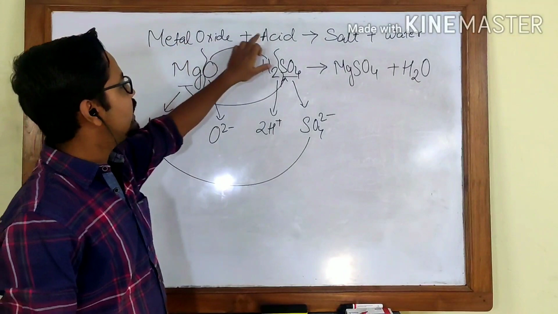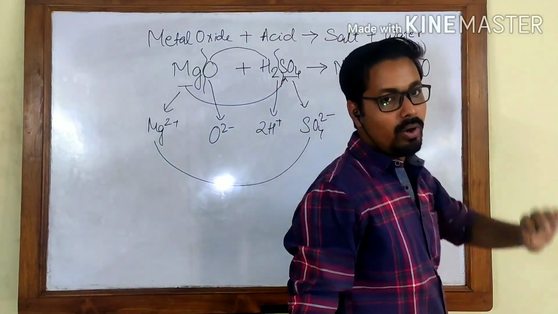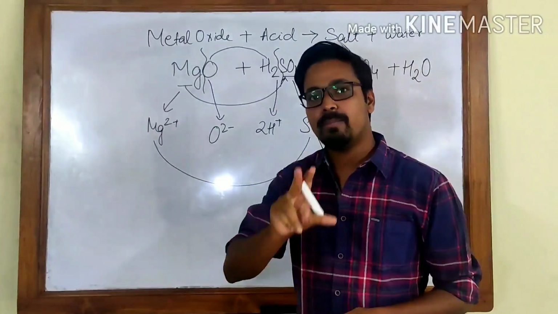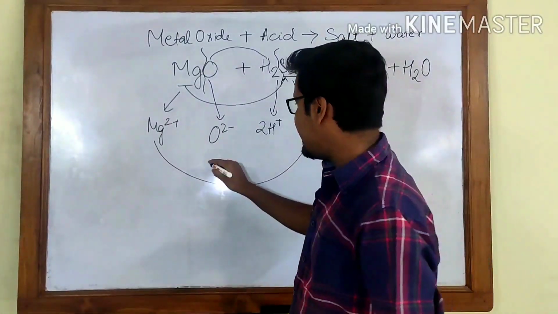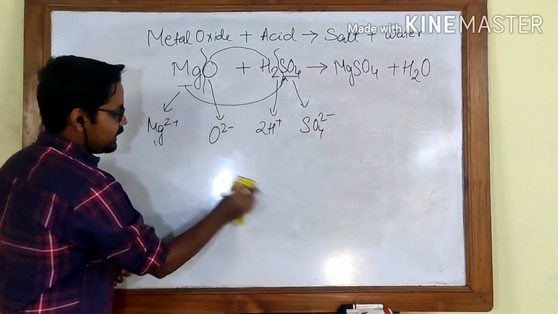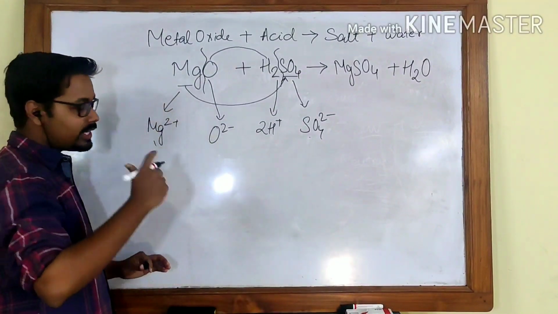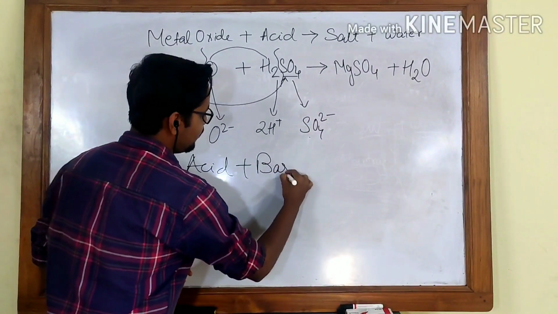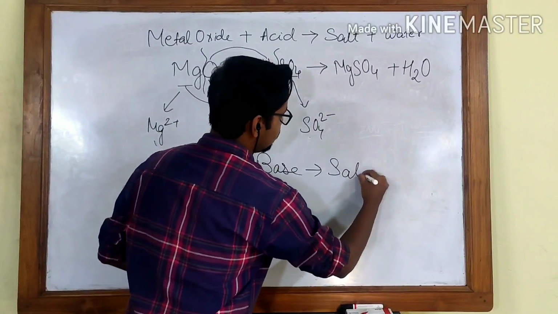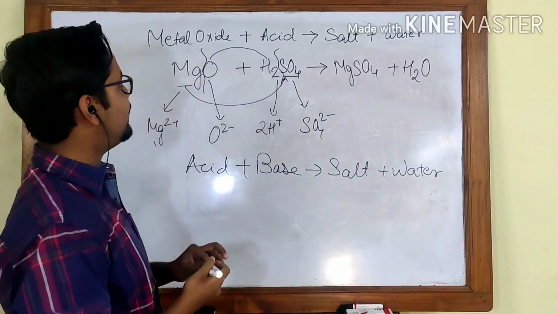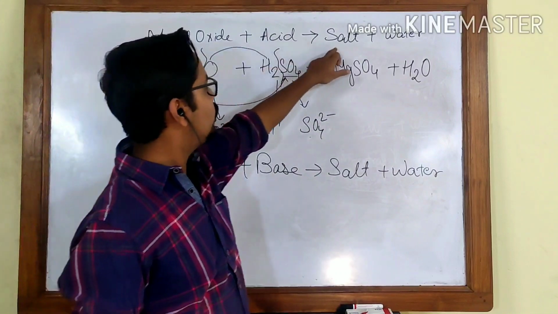Here metallic oxide will react with acid to give salt plus water. Now I want you to look into this carefully. If you remember the reaction between acids and bases, we had acid, okay, let me erase this part. If we look into that reaction, we had acid reacting with base, giving us salt and water. It is almost the same case here. Here we have an acid, one metal oxide, giving us salt and water.